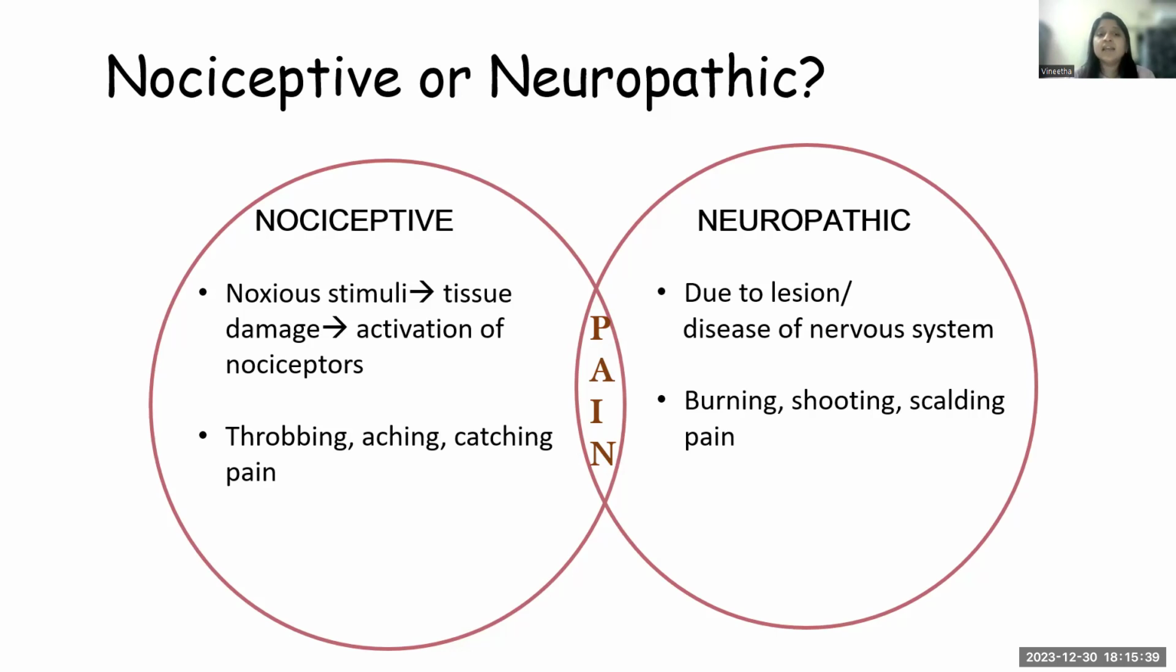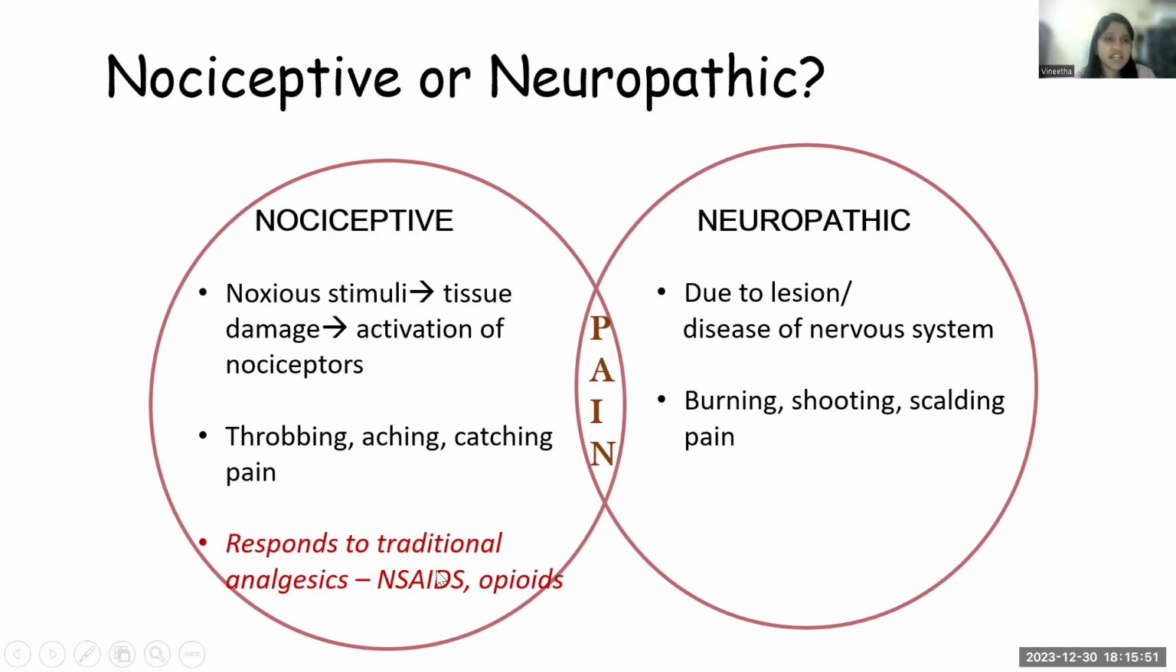So again, here the issue is not with the patient, it's with the physician or the staff nurse, because it's a lack of knowledge. Because what is the difference here? The nociceptive pain responds to the traditional analgesics very well, NSAIDs, opioids, whereas neuropathic pain poorly responds to our traditional analgesics, be it opioids or NSAIDs.